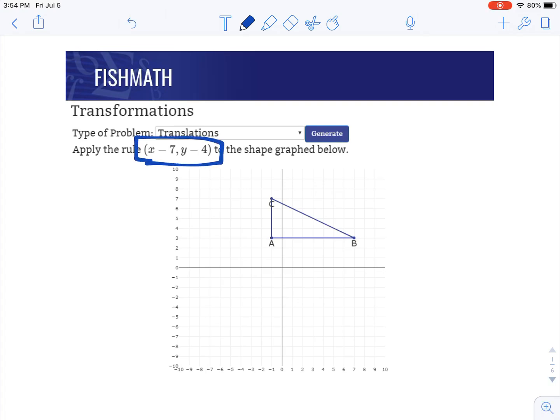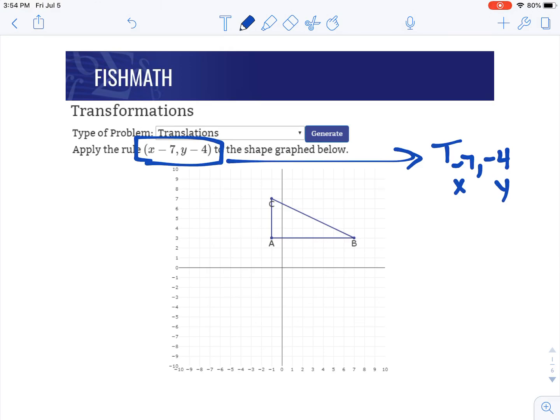So you could see that written a little differently. You could see it written like this: T negative 7, negative 4. Either way it means the same thing. The x change is minus 7, the y change is minus 4. And all you have to do is apply those changes to each of the coordinates of the shape.